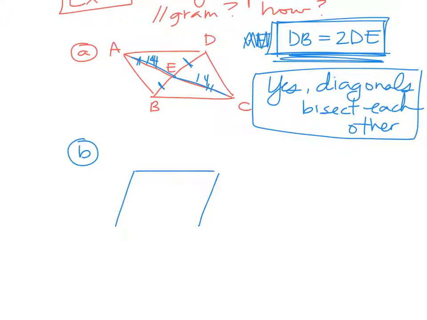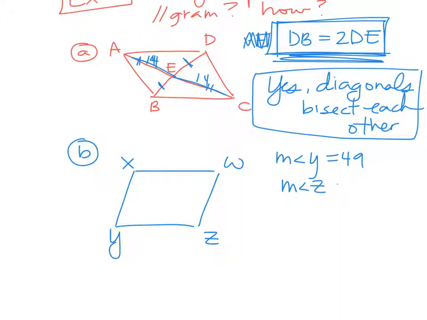Let's say we have this picture. This is X, W, Z, Y. And I tell you the measure of angle Y is 49. The measure of angle Z is 131. And the measure of angle W is 49. Is that a parallelogram?